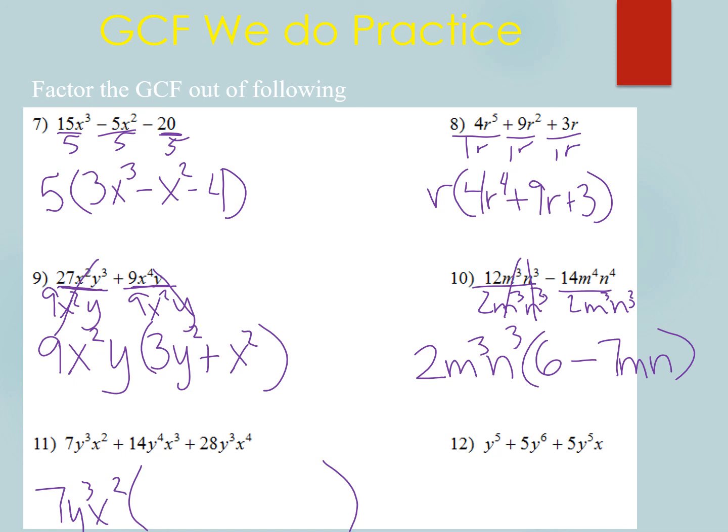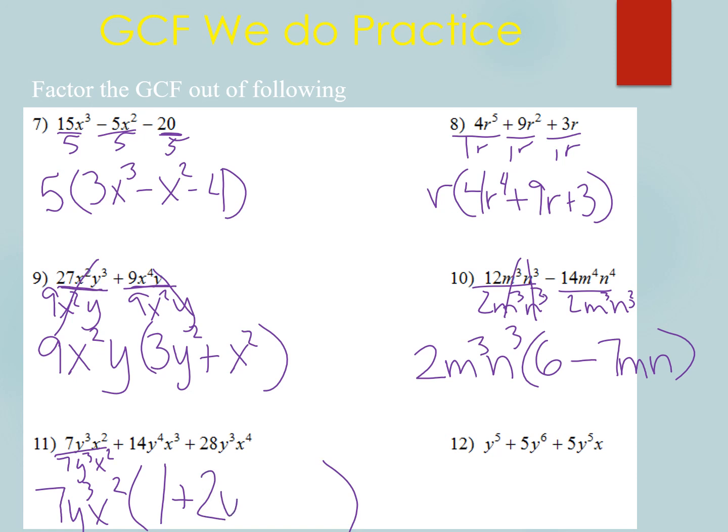So 7 divided by 7 is 1. y to the third divided by y to the third is 1. x squared divided by x squared is 1. So I'm actually dividing by the same exact thing that I have here. So that divided by itself is 1. I have to put that 1. Plus 14 divided by 7 is 2.